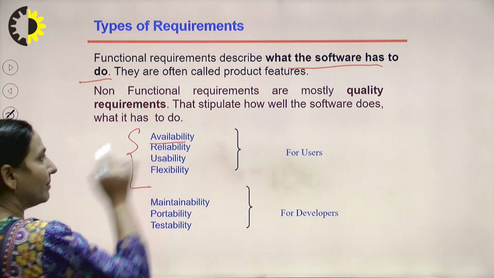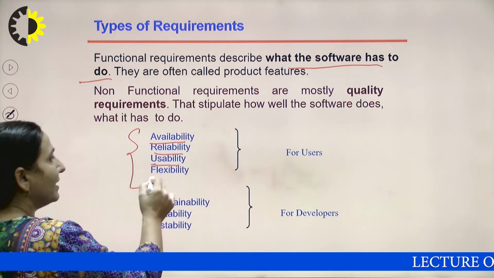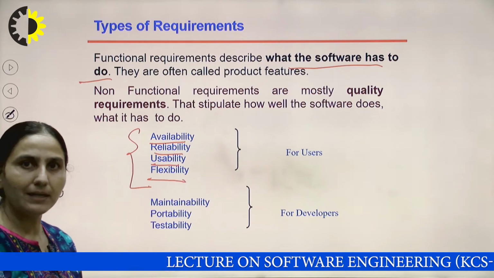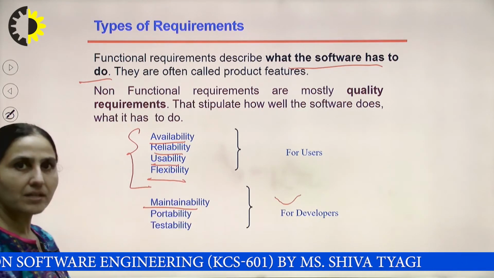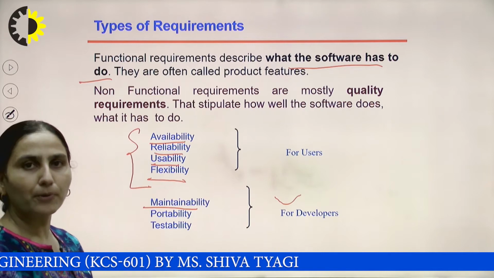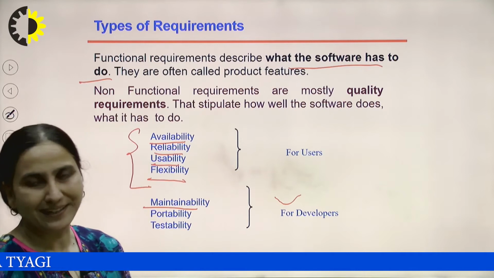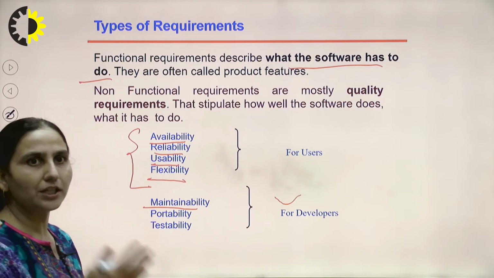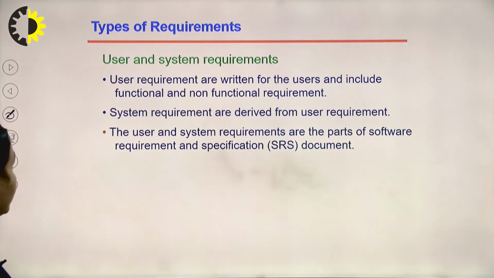Is the system available to us? Is the system that we are dealing with reliable? Is it properly usable? Is it flexible? That means if we want to incorporate any type of changes, is it possible? Then again, from the developer's point of view, we can talk about maintainability. Is the system maintainable? If you want to incorporate any type of changes in the system, is it maintainable? Is it portable to any other platform if you want to work with it? Is it properly testable? So based on the users and based on the developers, they are categorized.